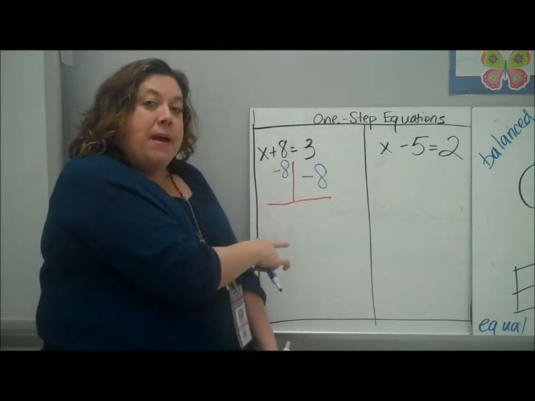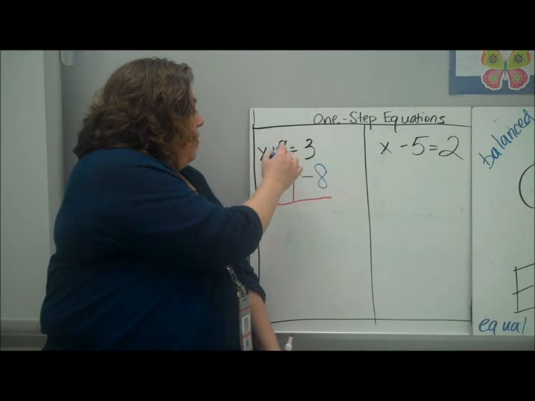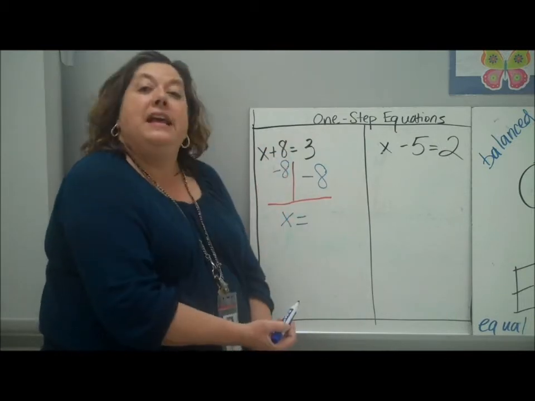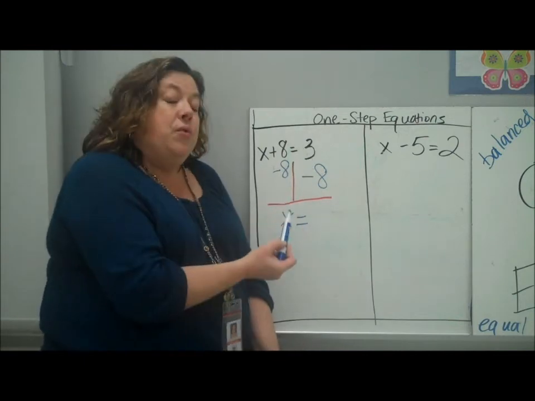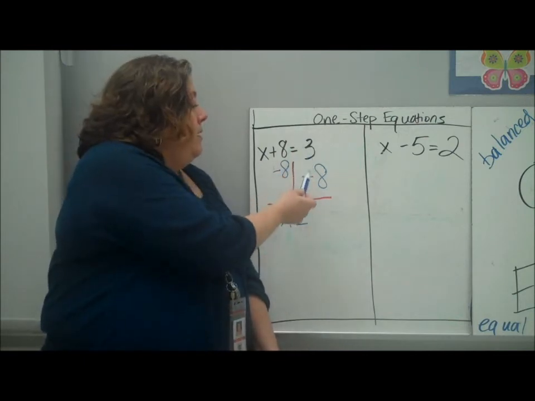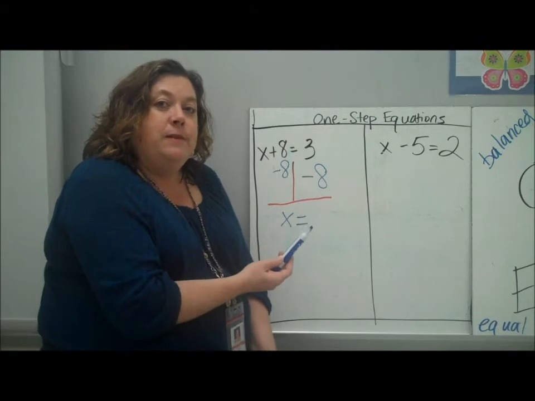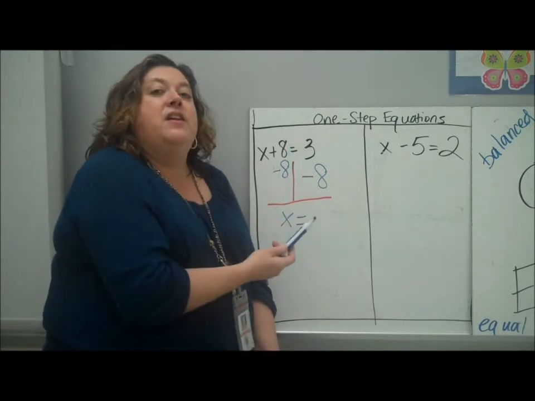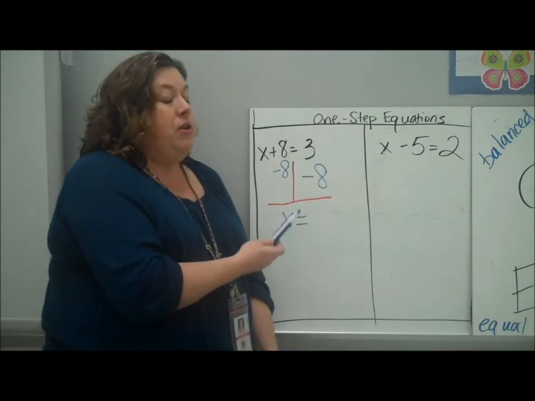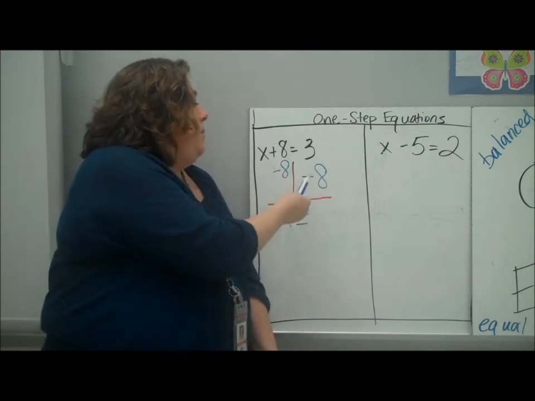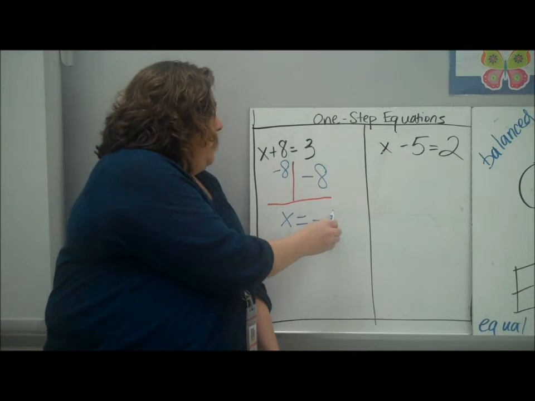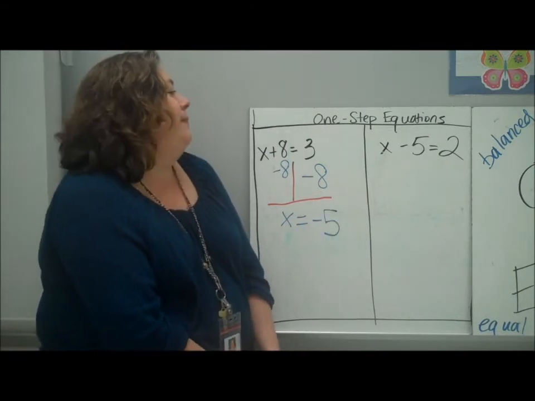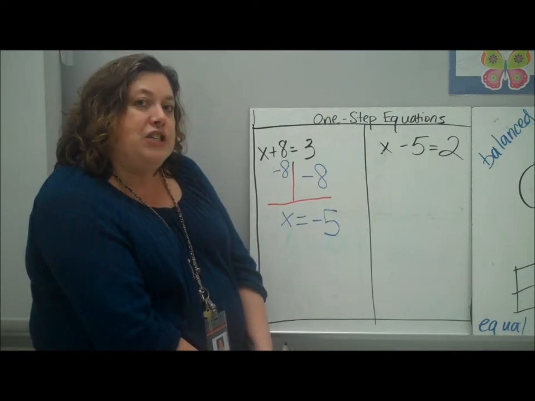So now when I do my math, these will cancel each other out. I'm left with x equals. Using your integer rules, 3 subtract 8. You can do it. 3 subtract 8. You can use your calculator, or maybe you'll need to LCO that. 3 plus negative 8, we end up with an answer of negative 5. So that was our example with addition.